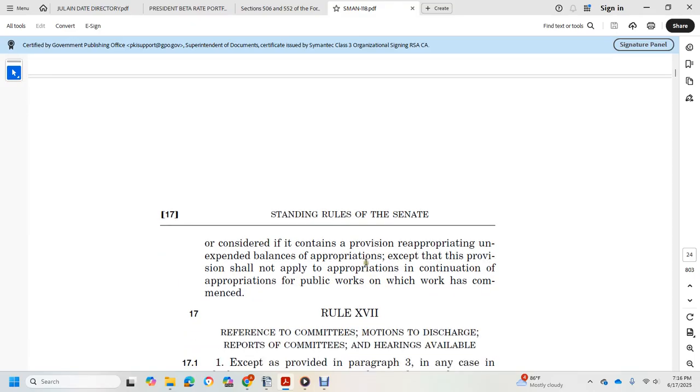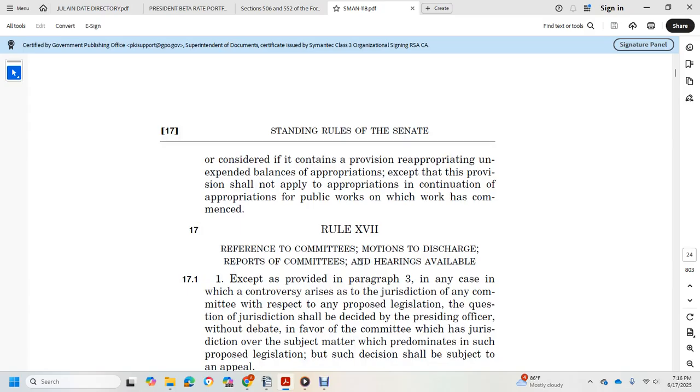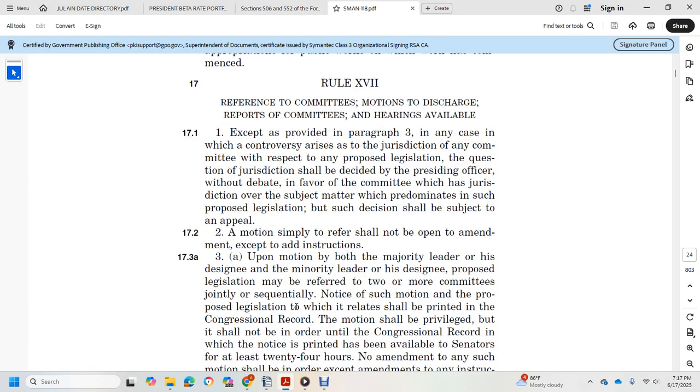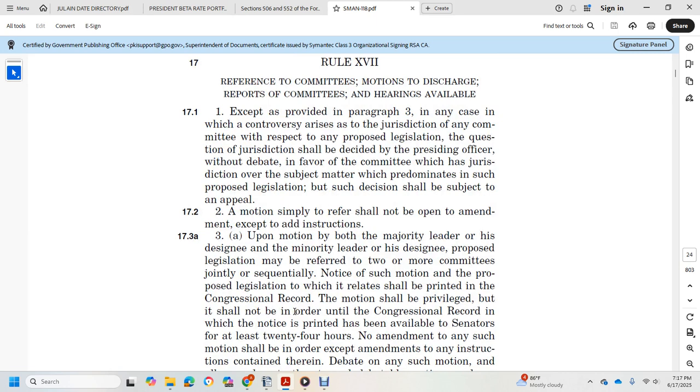Rule 17. Reference to committees, motions to discharge, reports of committees, and hearings to be available. Except as provided in paragraph 3, in each case in which a controversy arises as to the jurisdiction of a committee with respect to any proposed legislation, the question of jurisdiction shall be decided by the presiding officer without debate in favor of the committee which has jurisdiction over the subject matter which predominates in such proposed legislation, but such decision shall be subject to appeal. A motion simply to refer shall not be open to amendment except to add instructions upon the motion of the majority leader, his designee, and the minority leader and his designee. Proposed legislation may be referred to two or more committees jointly or sequentially.